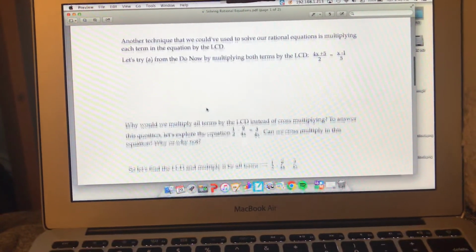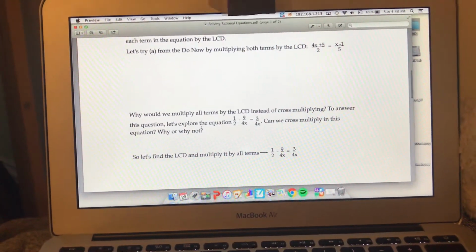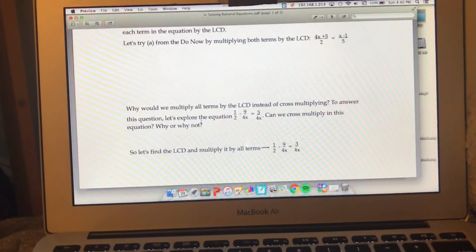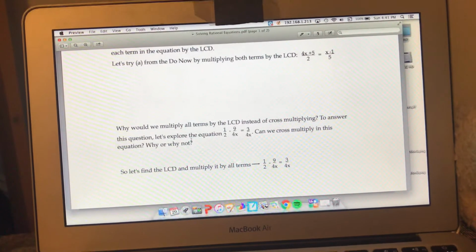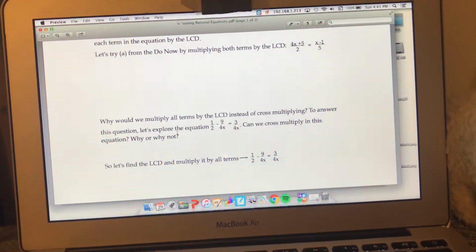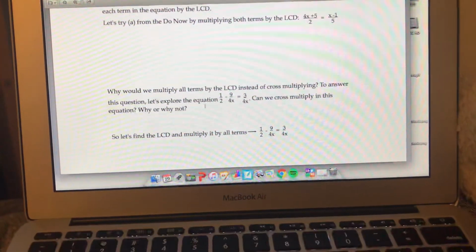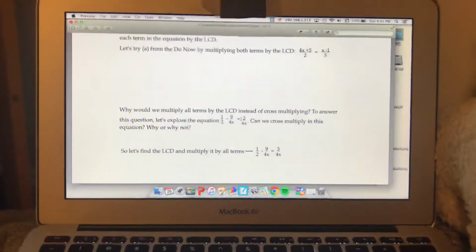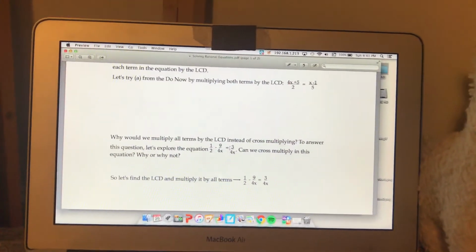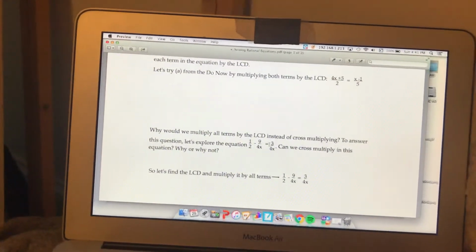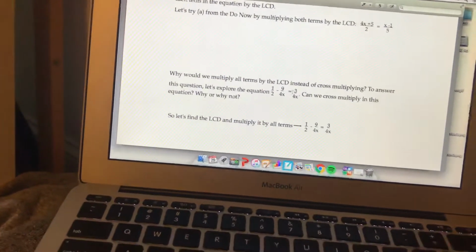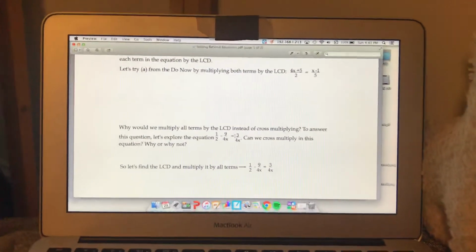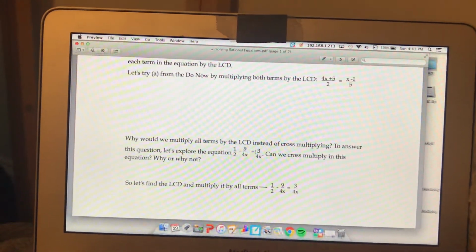So when we look at our next example here, why would we multiply all terms by the LCD instead of cross multiplying? That's what I'm basically asking you here. Can we cross multiply on this equation? Why or why not? So I'm going to give you a minute to think about that, why I erased my whiteboard, because I will show you one more example. Make sure you are explaining why.